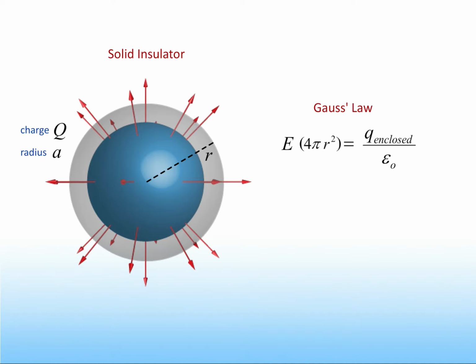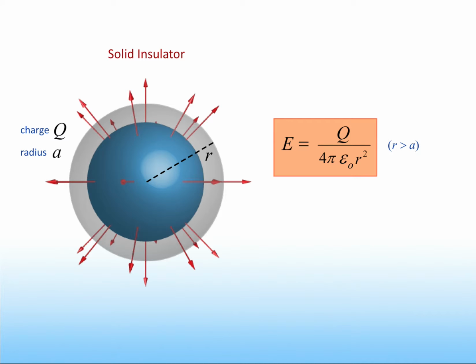We'll first determine the electric field outside the insulator, i.e. r greater than a. For all such values of r, the charge enclosed by the Gaussian surface is just the total charge of the insulator. Therefore, we obtain the result that the electric field is proportional to the total charge of the insulator and inversely proportional to the distance from the center of the insulator.